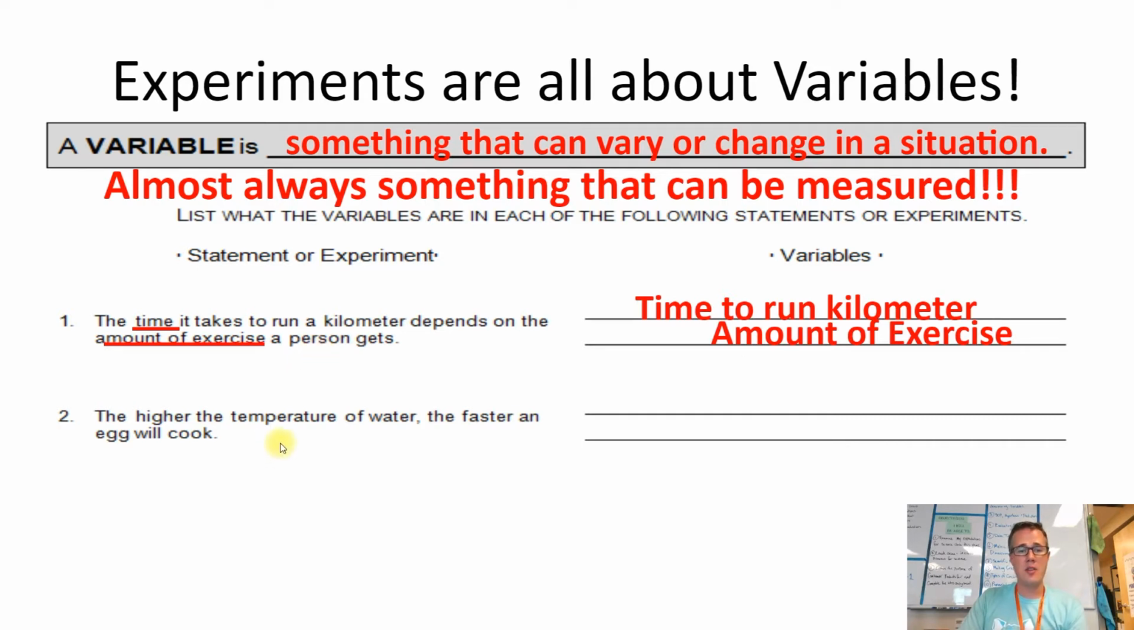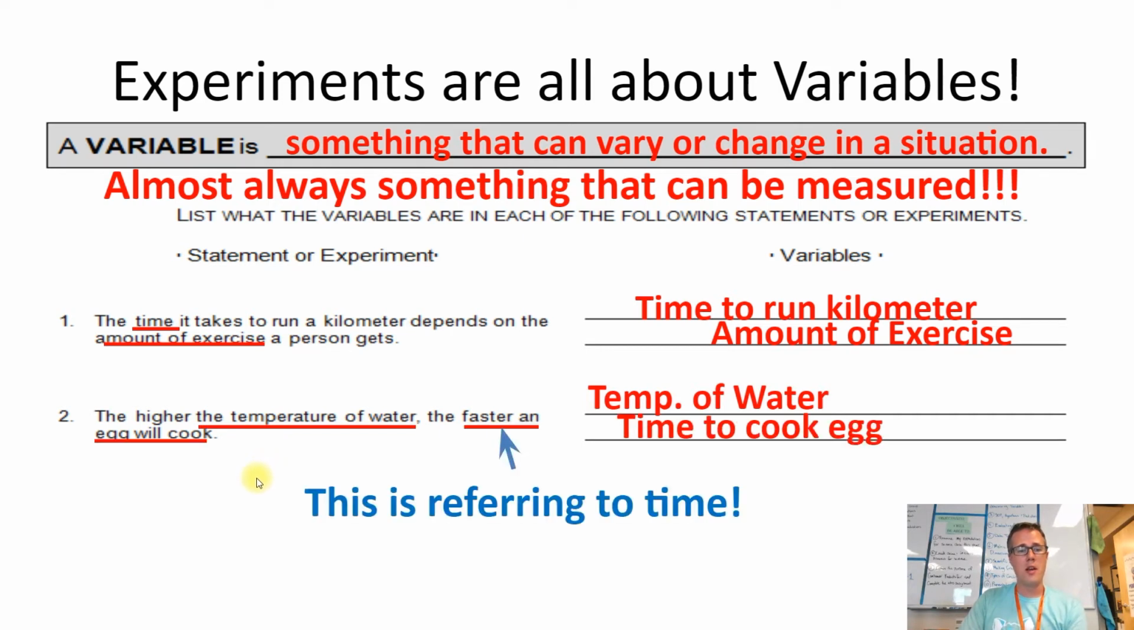The next one is the higher the temperature of water, the faster an egg will cook. This sounds like a really boring experiment, but it's something we could do. The things that are changing here are the temperature of the water, and this one is referring to time, the faster an egg will cook. Faster is kind of a deceiving word. It's not like faster like running a race, but it's amount of time. So those are our two variables.